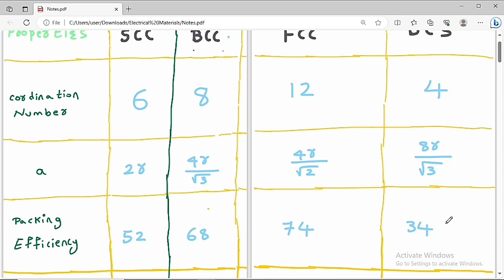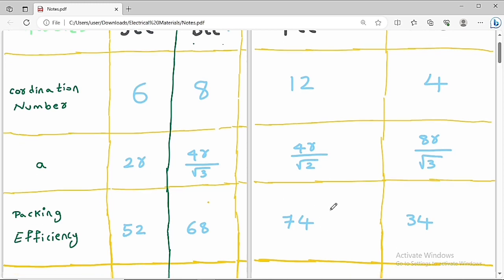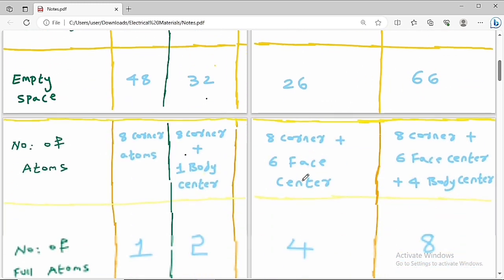Okay, this is the thing we have to remember. Sometimes they may ask you which has the least packing efficiency, which is DCS, diamond cubic structure, and which has the maximum packing efficiency, which is FCC, as you can see clearly from this. So I request you to remember this table also.